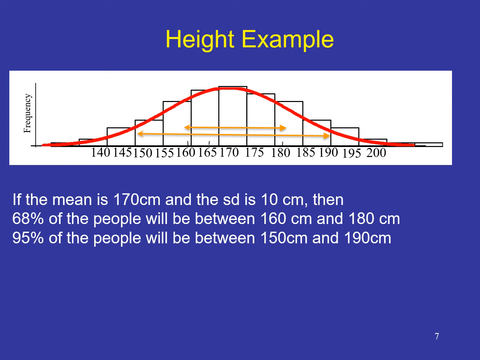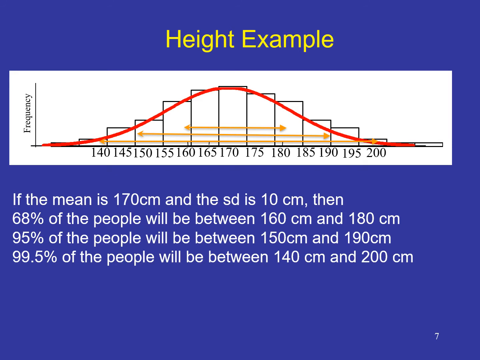On the previous slide, we also said 95% of the people will be within 2 standard deviations of the mean. So therefore, in this case, 95% of the people will be between 150 centimeters and 190 centimeters. And we also said that 99.5% of the people will be within 3 standard deviations of the mean, so that will be between 140 centimeters and 200 centimeters.